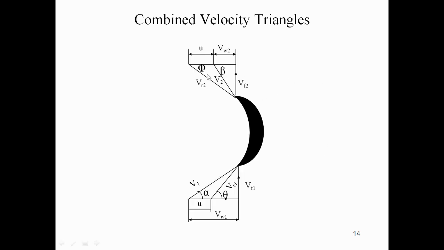Next we can see the combined velocity triangles here. This is the outlet, and this will be the inlet. The jet enters in this direction. So this is called the inlet, and it will exit here. This is the discharge, so this is the outlet. Outlet velocity triangle and inlet velocity triangle.